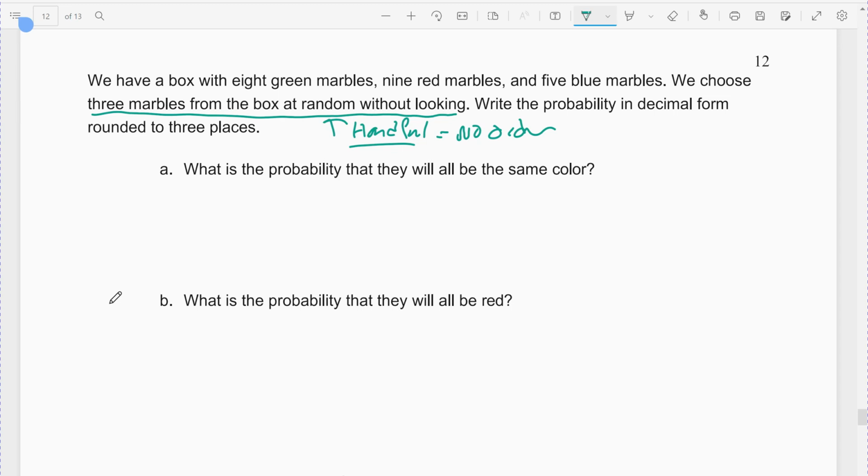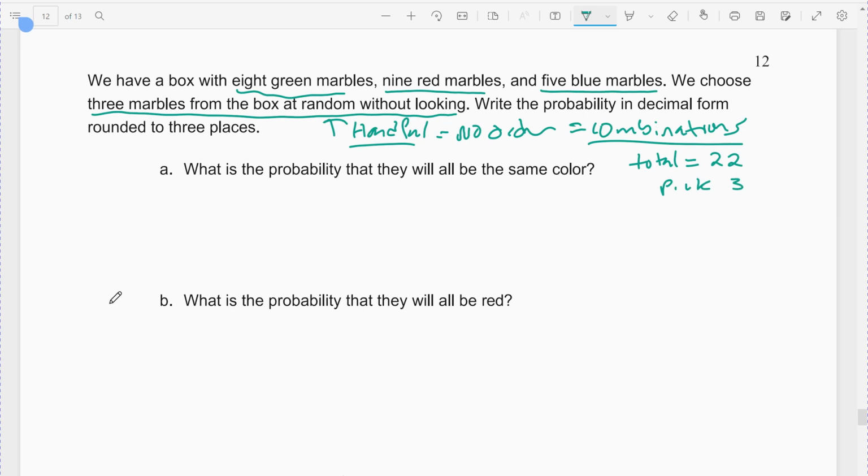Alright? So that means there is no order. They're all picked at once. There's no first, second, or third. And so this is a combinations example. Alright, combinations for this problem. Just so that we know our total number of marbles, we had 8 green, 9 red, 5 blue. So 8 plus 9 plus 5 means there are 22 total. We're going to pick 3.